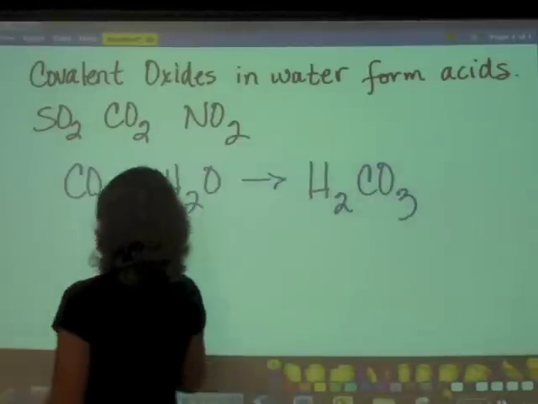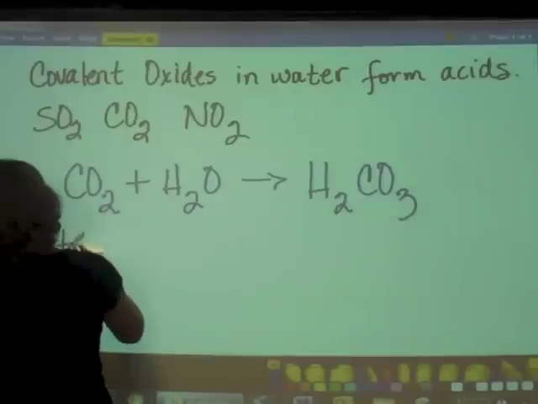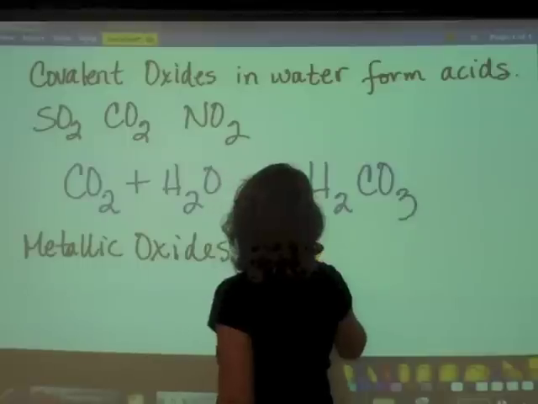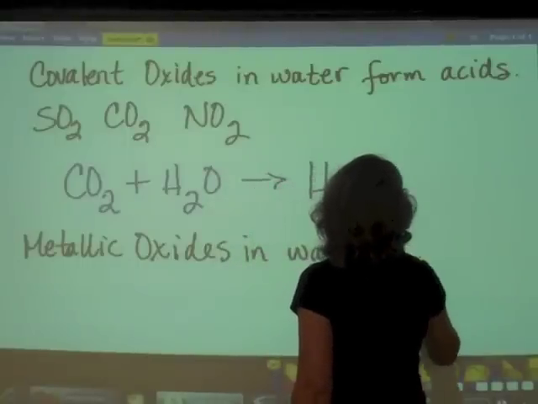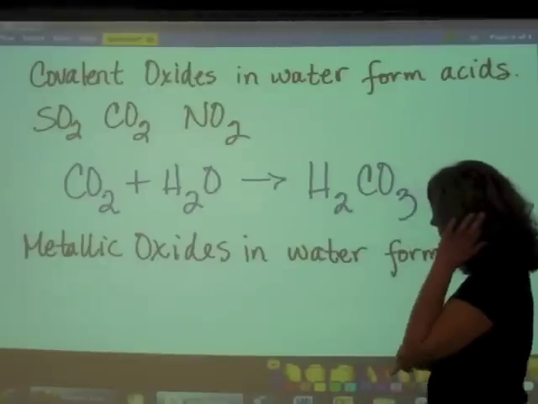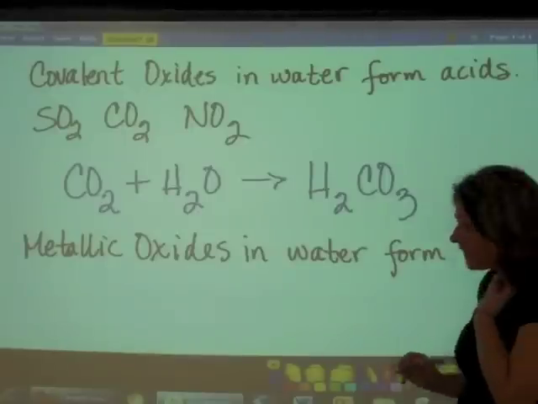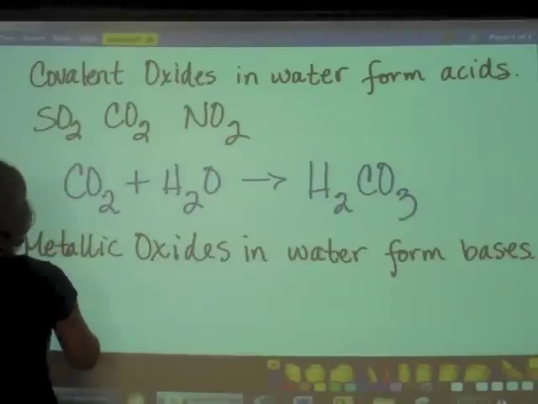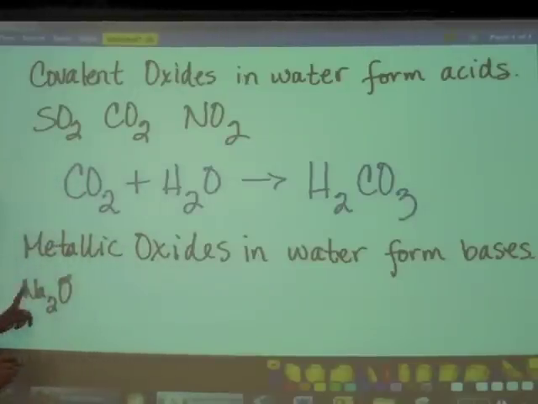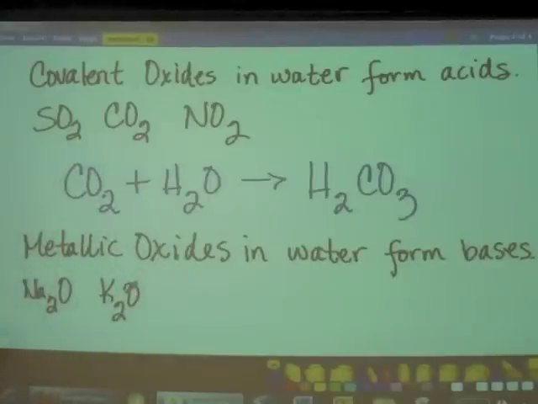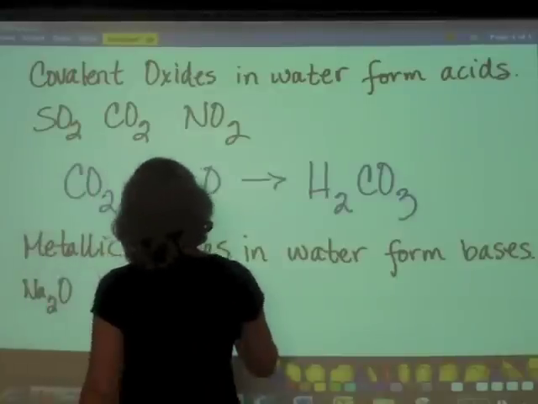Metallic oxides in water form bases. Okay, so what are some examples of metallic oxides? Like Na2O, sodium oxide, or potassium oxide. Calcium, Ca.